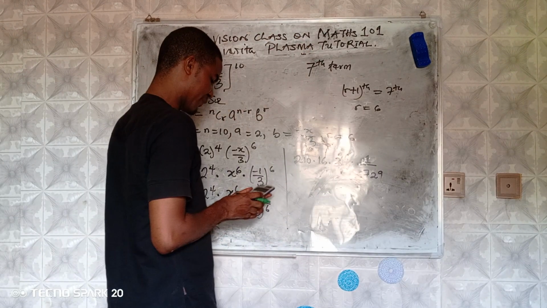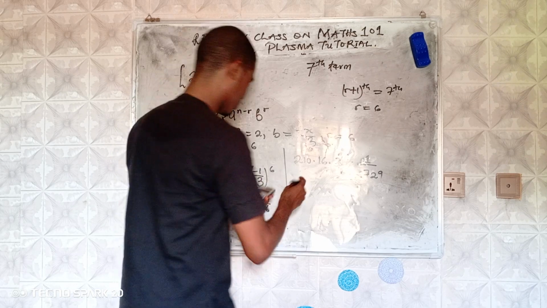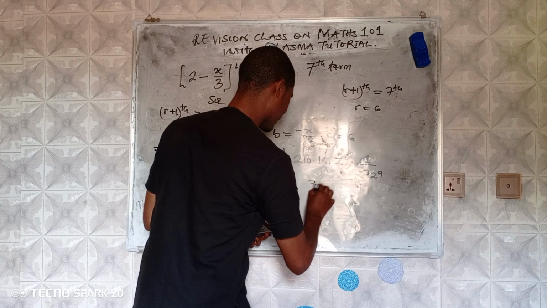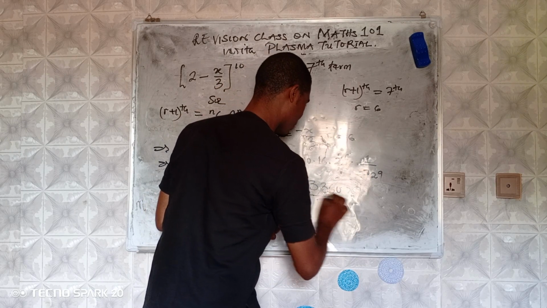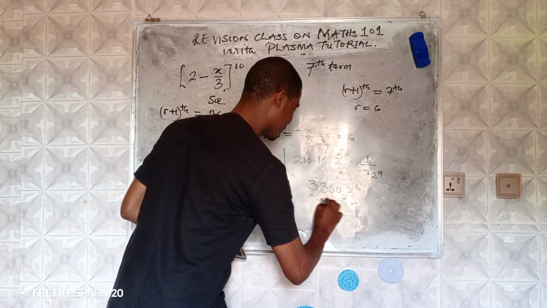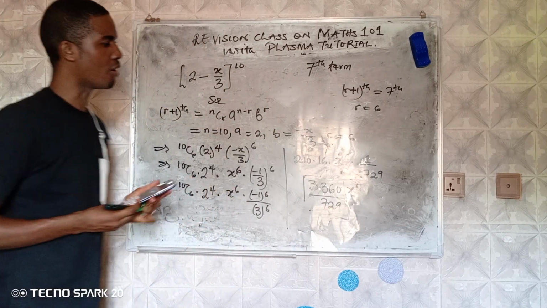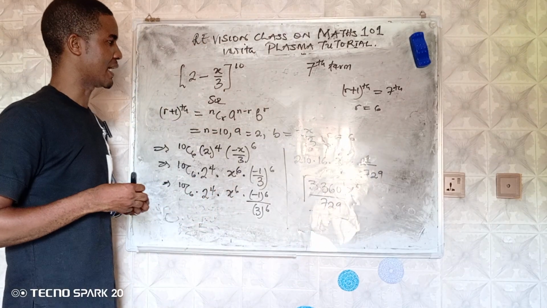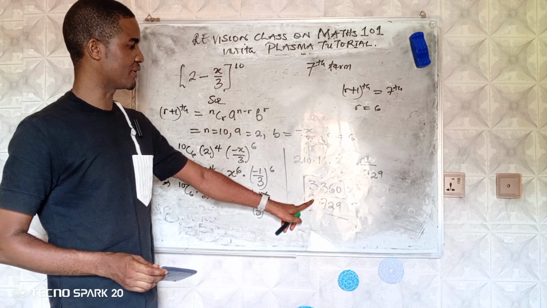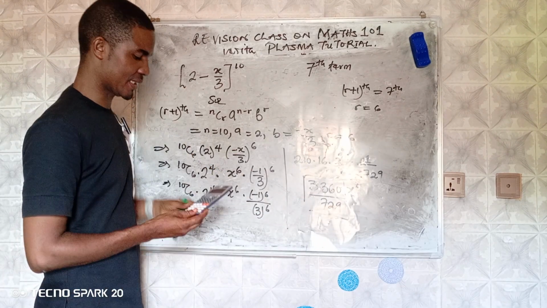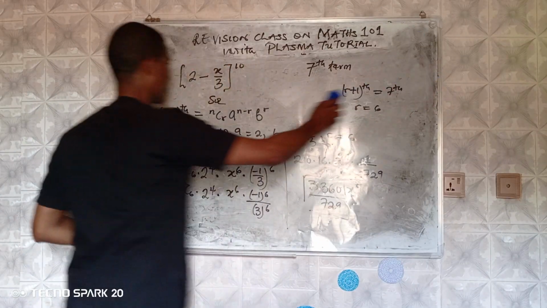So here I'm going to be having 210 times 16, which will give me 3360 x raised to power 6 over 729. Hence, this is the coefficient of the 7th term, and that is what the question was asking me. So this is the coefficient of the 7th term in the expansion of this. I believe God gives us a good understanding to follow up what we are doing.